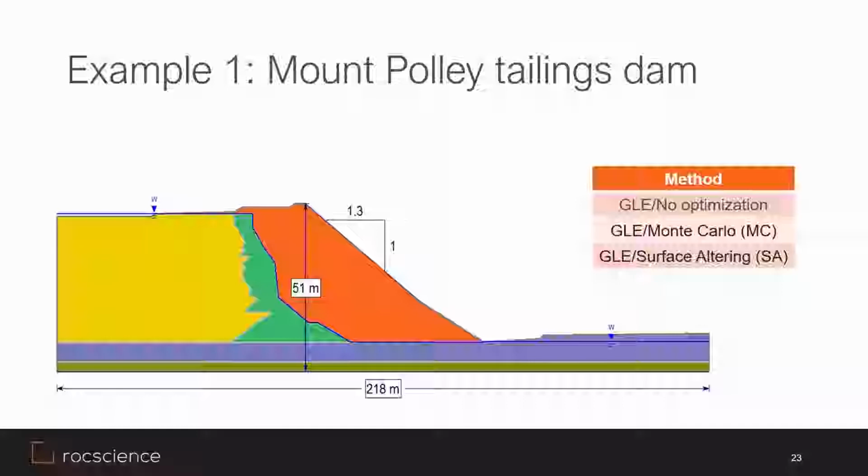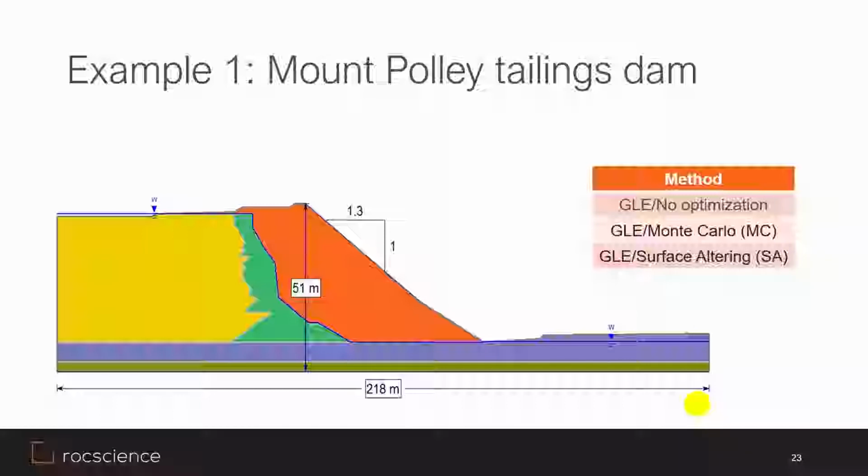The story behind this example is it failed in 2014, and there were a lot of investigations to find the reason. They found that there was a weak layer at the bottom of the tailing dam that was not considered in the design of the dam. As you can see here, this thin layer at the bottom.